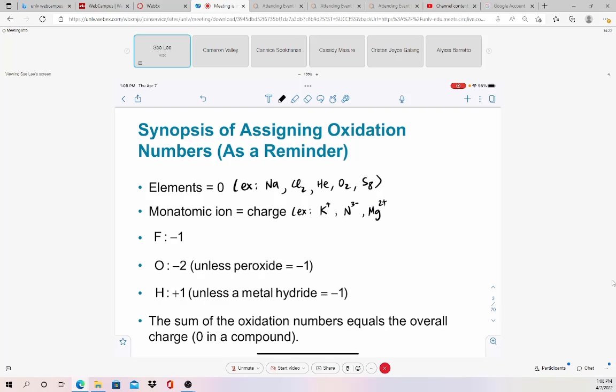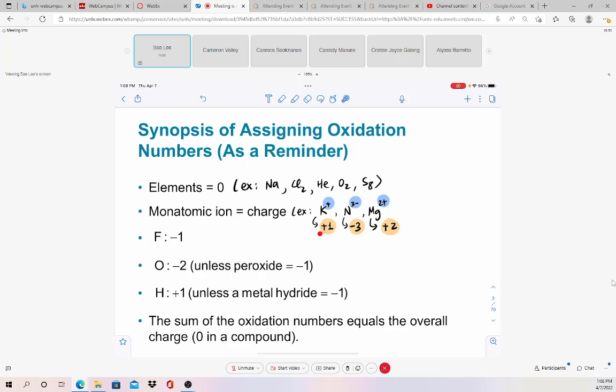So the oxidation number of potassium will be +1. Oxidation number of this nitrogen ion is going to be -3. Oxidation number of this magnesium is going to be +2. You need to be able to distinguish between the charge of the ion versus oxidation number. Note that for the charge of the ion, you have the number in the front, and the charge followed by the number. So the charge after the number.